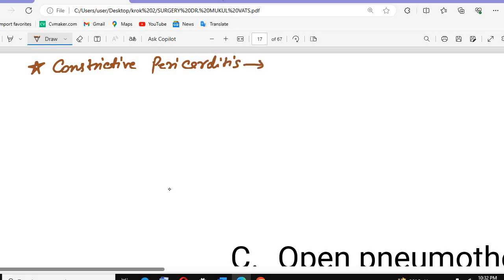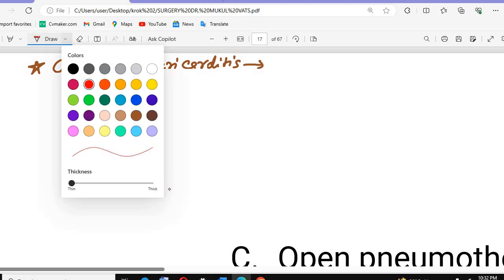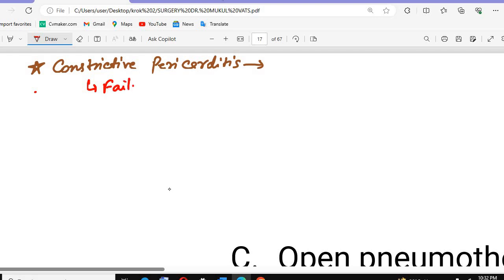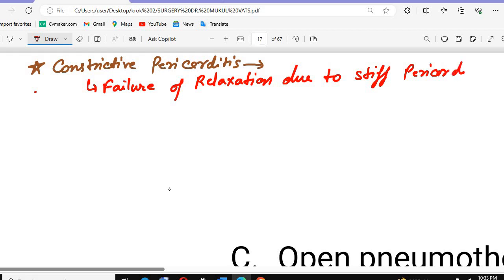When we talk about constrictive pericarditis, what will we see? We see there is a failure of relaxation. Means the heart is not able to relax properly, because of the pericardium, and this pericardium will become stiff. That's why we say this is constrictive. So failure of relaxation due to stiff pericardium, and we call this condition constrictive pericarditis. And due to this failure of relaxation, we will see some swelling.